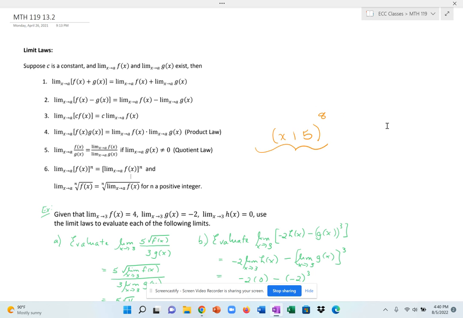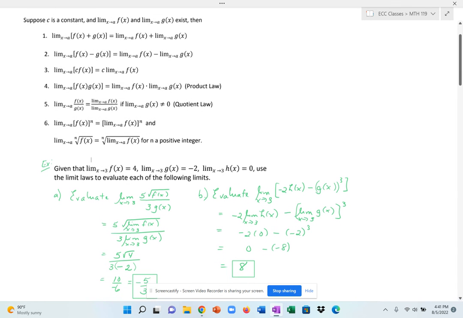And the second part of the sixth law is very similar, says that the limit of the nth root of f of x is equivalent to the limit of f of x and then take the nth root. Again, the way it is written on the left side is a lot more work algebraically. It's much easier to take the nth root of a number, which is what you would have once you evaluate the limit.